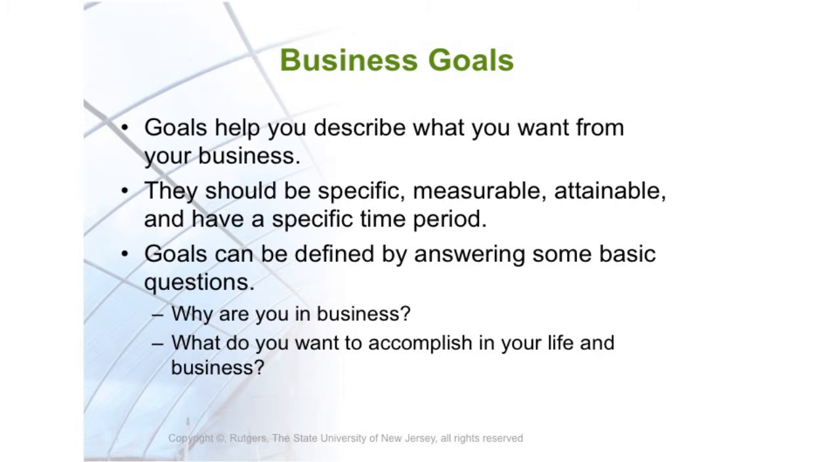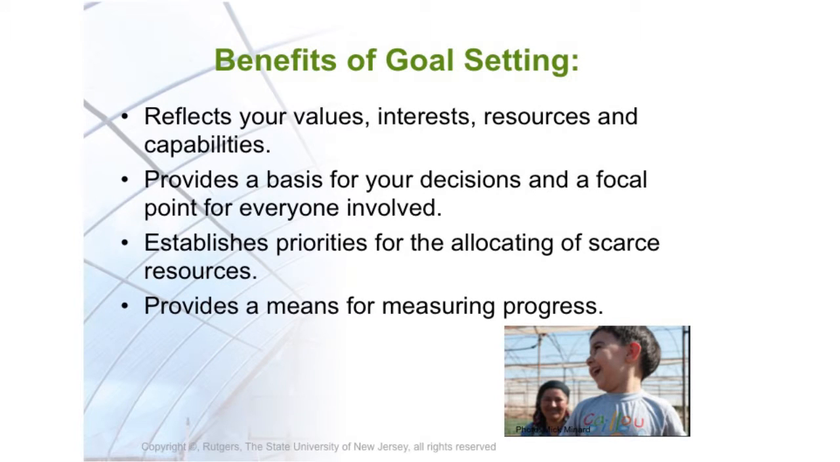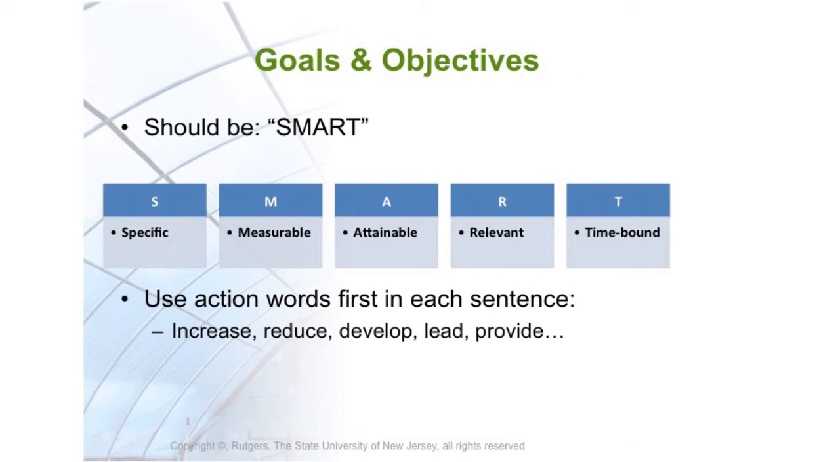Okay, business goals. You need to describe what you want from your business, and they should be SMART: specific, measurable, attainable, and have a specific time period. They answer the questions, why are you in business and what do you want to accomplish in your life and in the business? They reflect your values, interests, resources, and capabilities. They should provide a basis for your decision making or a focal point for everyone involved. They establish priorities for allocating scarce resources, and they provide a means for measuring progress.